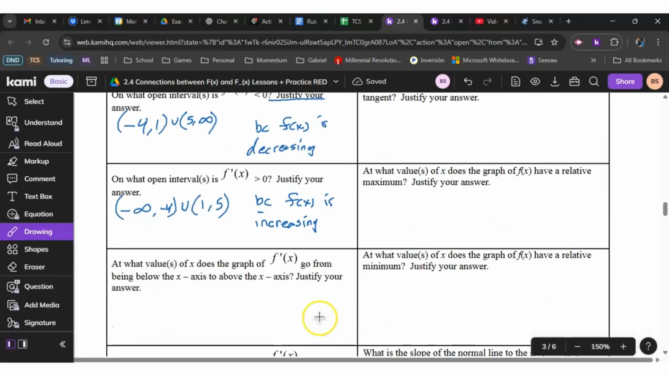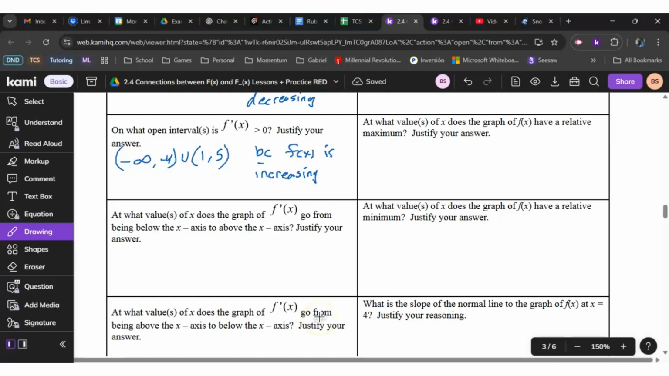Okay. At what values does f prime of x go from being below the x-axis to above? So in other words, it's switching from negative to positive. So why would that happen first? Because f of x has what? Critical points. There you go, minimum. Be more specific when you can. You're not wrong, but it's better if we say minimum. So because f of x has a relative minimum. And where does that happen? At x equals 1. Good.